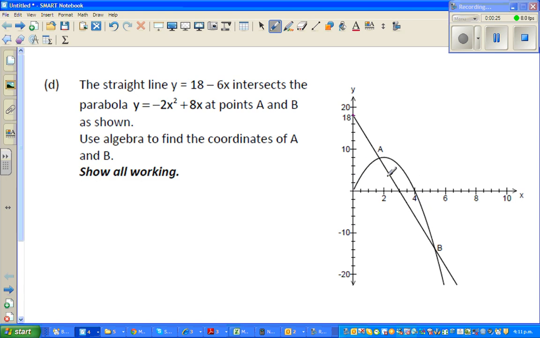And this is a parabola, y is equal to minus 2x squared plus 8x. So these two are intersecting at point A and point B. Okay, point A and point B, and you want to find the coordinates of A and B.